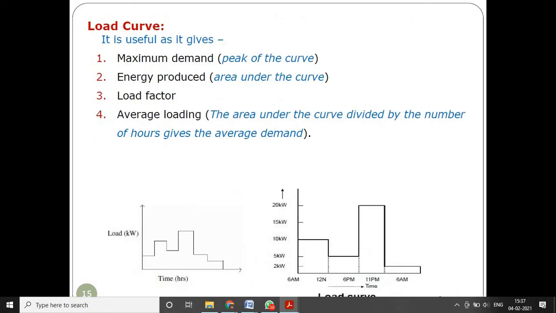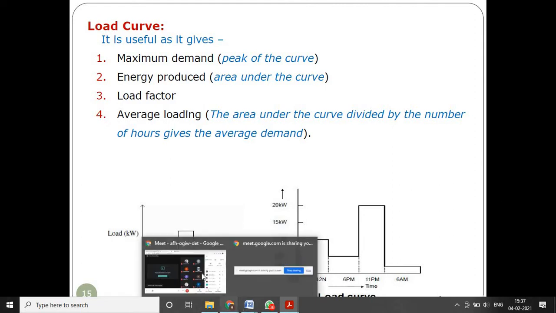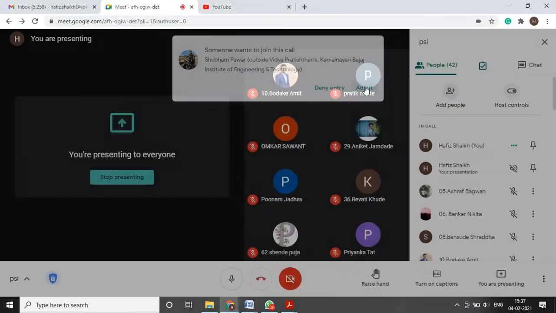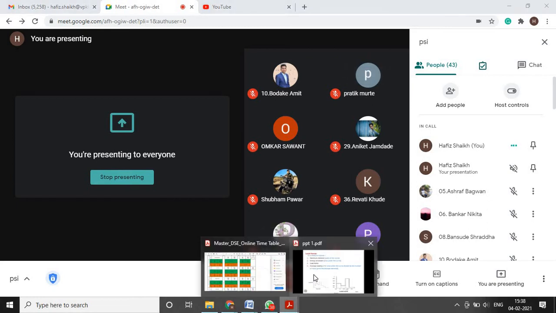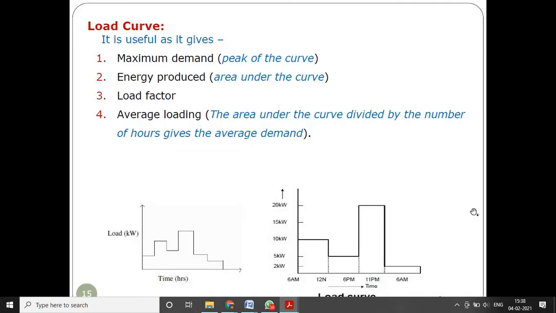Load curve. Okay, what is a load curve? It is useful as it gives the knowledge of maximum demand. It tells us about energy produced. It also tells us about the load factor and average loading. Okay, this is the load curve. There are two types of load curve: the load duration curve and the normal load curve.